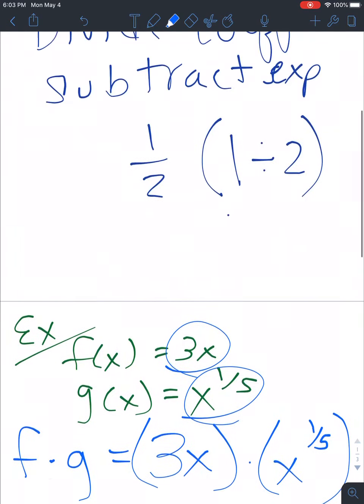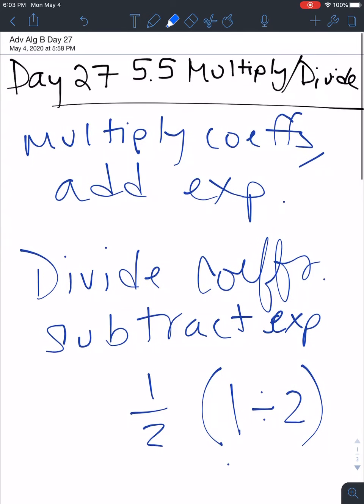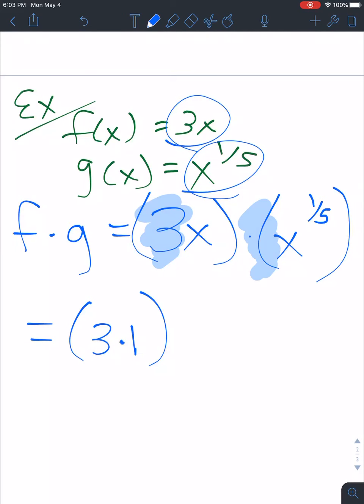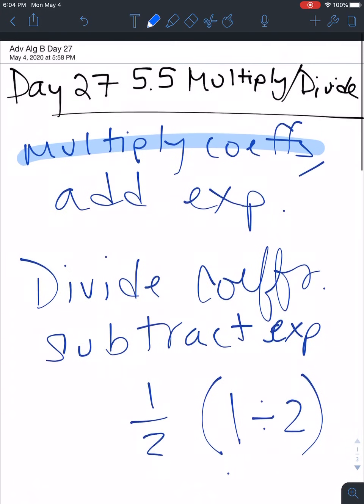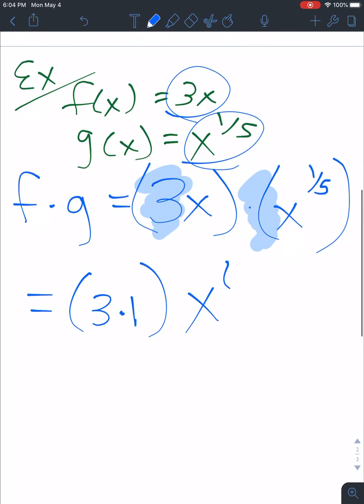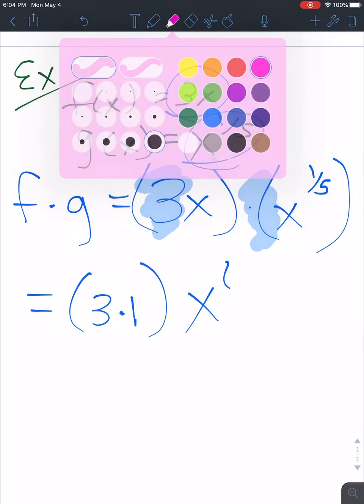Okay, I'm multiplying, so I multiply coefficients and then add my exponents. So I have a coefficient of 3, and then g doesn't have a coefficient. But remember, if there's nothing written there, that means the coefficient is 1. So I have 3 times 1, and then I have x, and then my second step is to add exponents, right? So I'm going to go ahead and add my exponents.